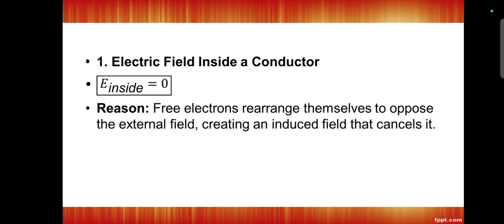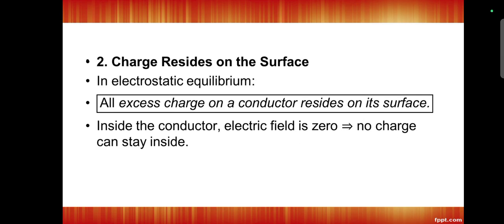First property is electric field inside the conductor. Electric field inside the conductor is always equal to 0. The reason behind this is free electrons rearrange themselves to oppose the electric field, creating an induced field that cancels it. The second point is the charge resides on the surface. In electrostatic equilibrium, all excess charge on the conductor resides on the surface. Inside the conductor, the electric field is 0, so no charge can stay inside.